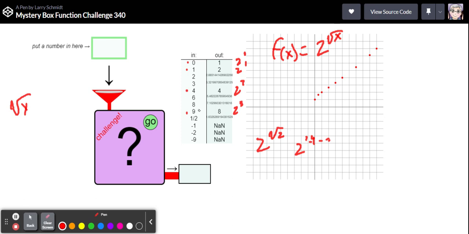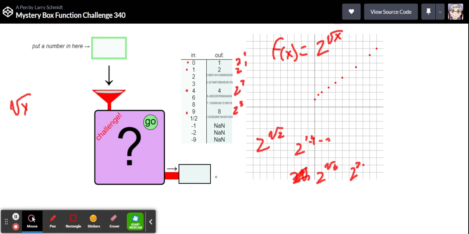Let's think about one more value. Let's do 6. So 2 to the square root of 6. What would the square root of 6 be? Well, it's somewhere between the square root of 4 and the square root of 9, so it's somewhere between 2 and 3. So we're taking 2 to the 2 point something, and it's going to be a little over 4, and here we've got the 5.46. I think this has got to be it. It's the only thing that seems to work with all of our easy values, and I think it works with these more difficult values as well.